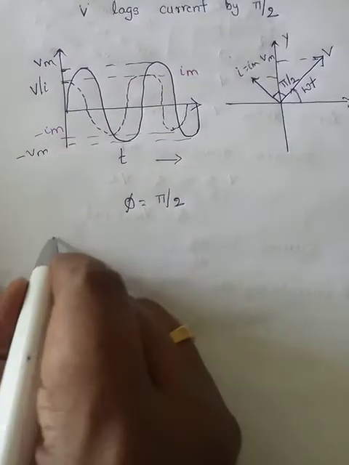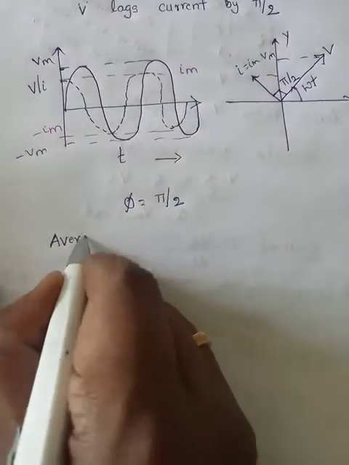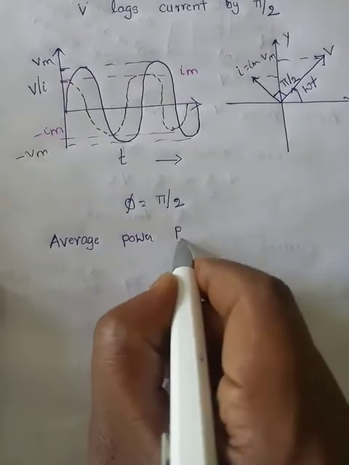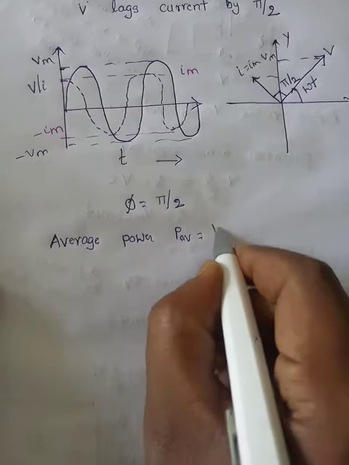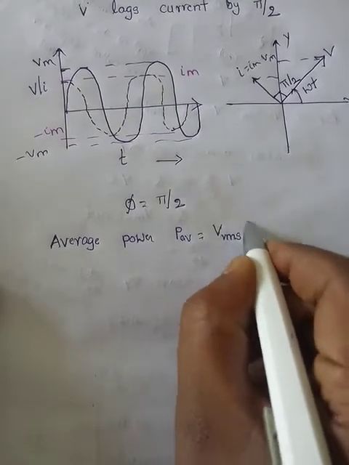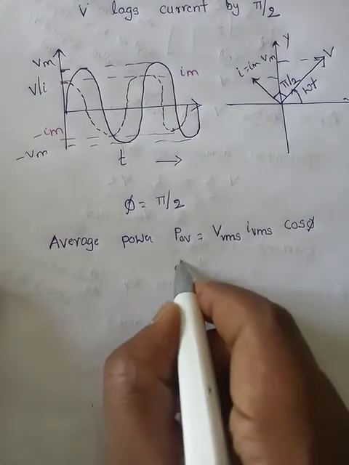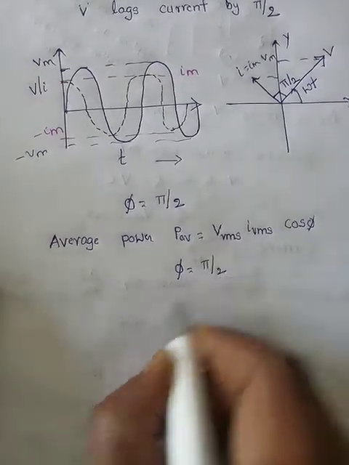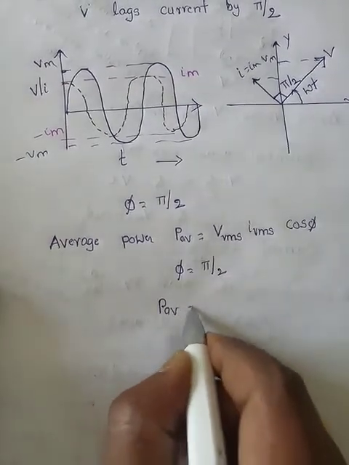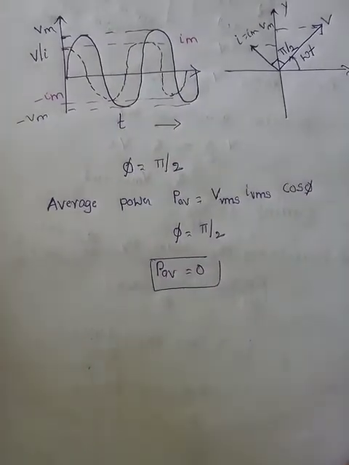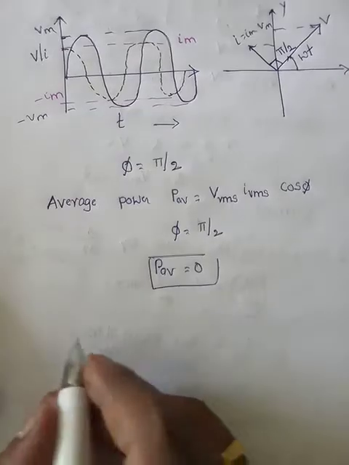What can you get? Average power. P average is equal to Vrms Irms into cos phi. Since phi is equal to pi by 2, average power is equal to what? 0. The power consumed is 0.